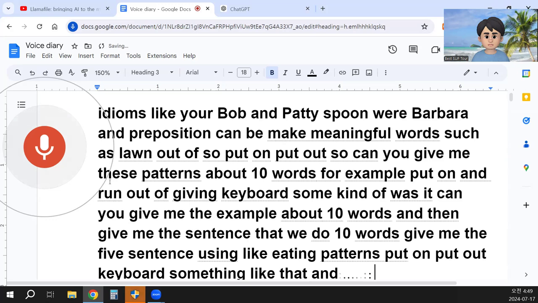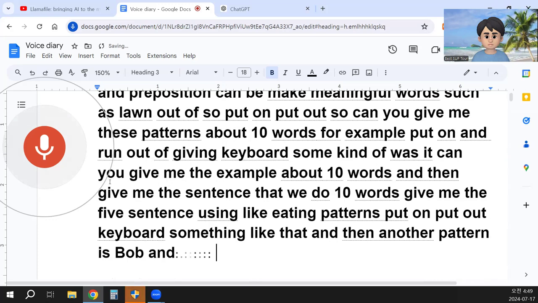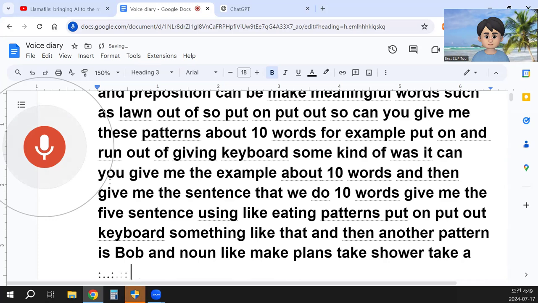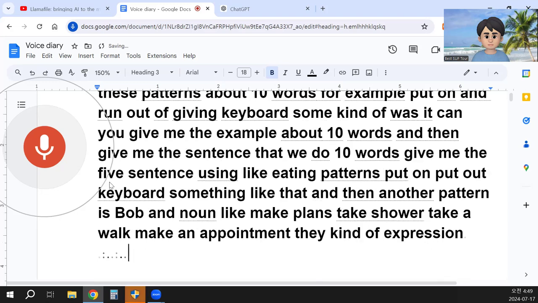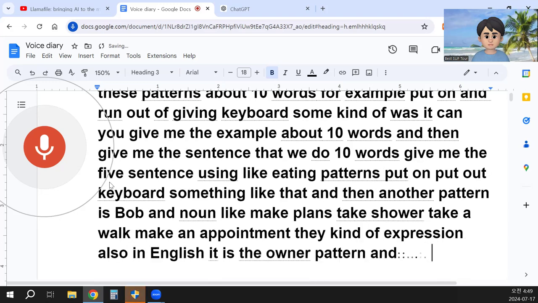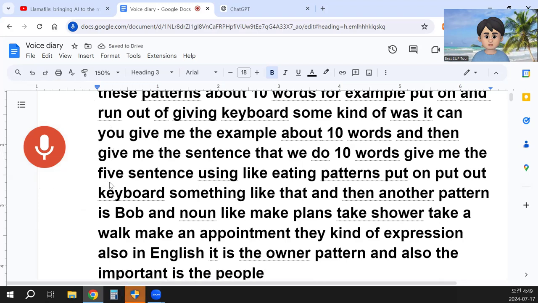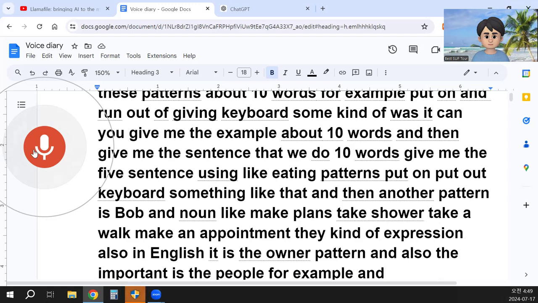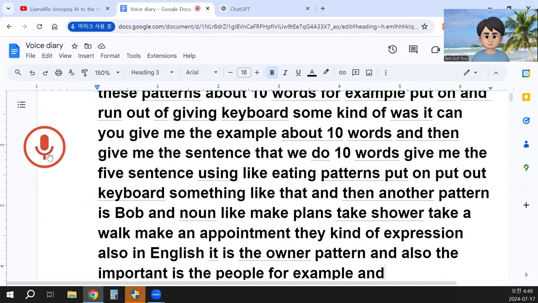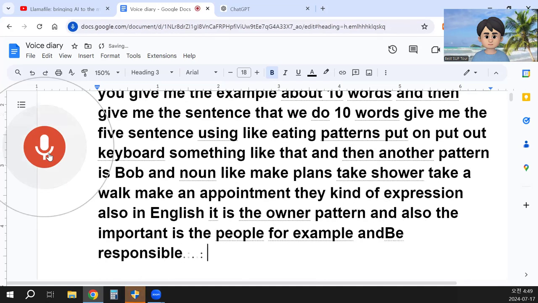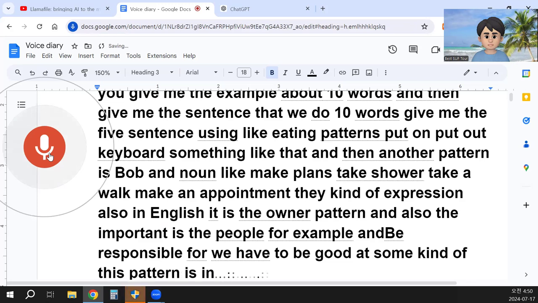And then another pattern is verb and noun, like make plans, take a shower, take a walk, make an appointment. That kind of expression in English is also a pattern. And also important is verb, adjective, preposition, which has many patterns. For example, be responsible for, be apt to, be good at. This kind of pattern in English is also a very important part.